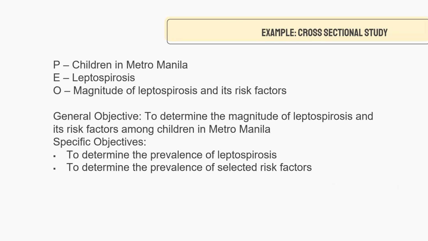This is another example of a general objective and specific objectives in a cross-sectional study. The population is children in Metro Manila. The exposure is leptospirosis, and the outcome is the magnitude. So the general objective here is to determine the magnitude of leptospirosis and its risk factors among children in Metro Manila. And the specific objectives are to determine the prevalence of leptospirosis and to determine the prevalence of selected risk factors. So basically, the specific objectives just specify what you need to do to accomplish the general objective.